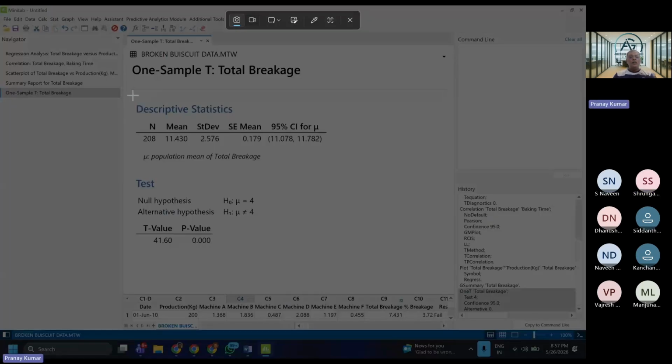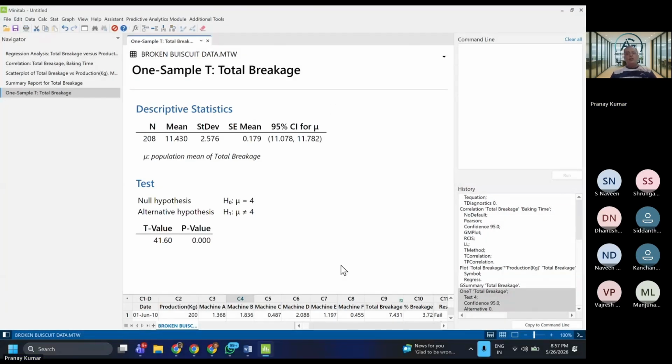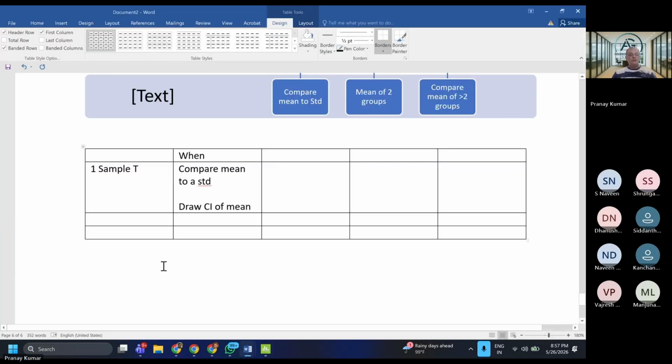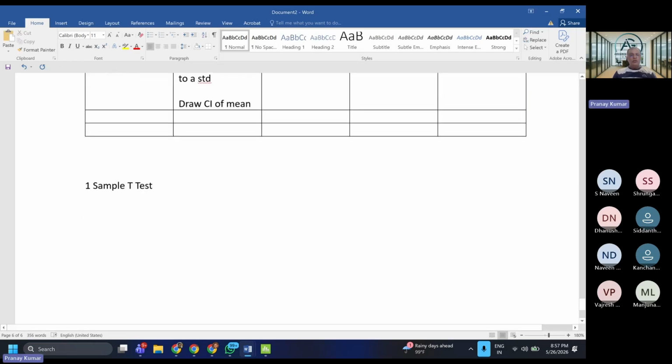What is the question you asked? You asked whether the mean is equal to 4. Where is the mean lying right now? It is between 11.07 and 11.78. That is why it will conclude that it is the alternate hypothesis. It is obviously not equal to 4. It is much more than 4. Yes, people? I'm saying one sample t-test, 2 usages. When to use?